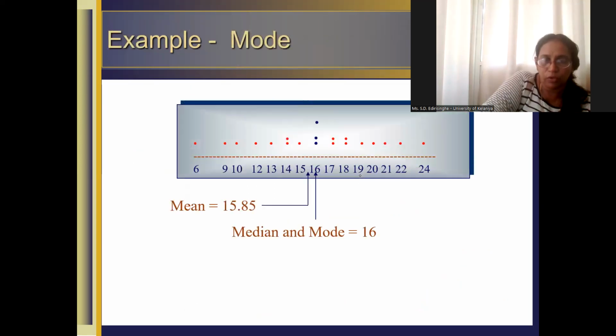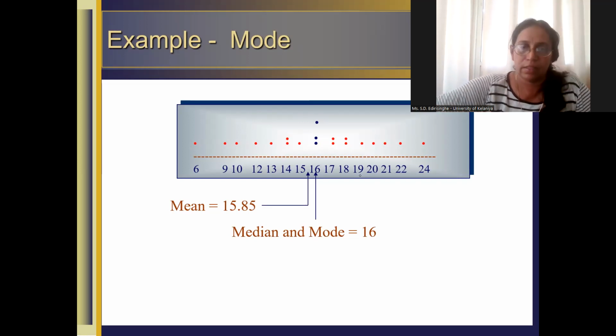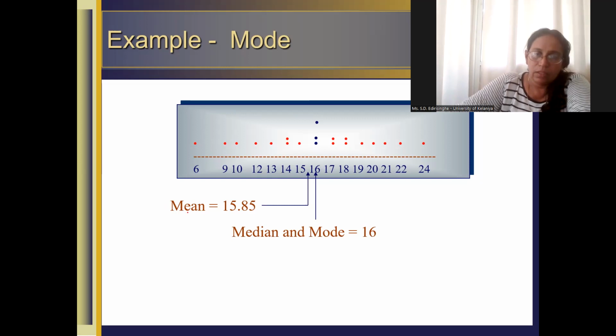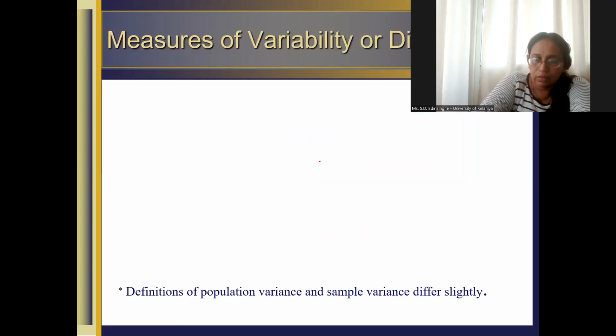Okay. Let's see next. So this is a dot plot again. We'll see where the sample mean is located. So the mean here is 15.85. It is located in this place. See the arrow, and the mode is here. So far we have found the mode and the median. Let's go now.